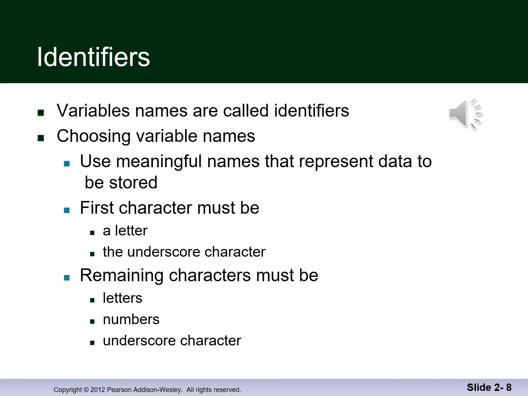Some rules for naming identifiers: the first character must be a letter or the underscore character, and the remaining characters must be letters, numbers, or underscore characters. No special characters, exclamation points, question marks, etc. So if I were creating a variable that would hold the value of the number of bars in the program, I'd use number_of_bars, or just simply number_bars.